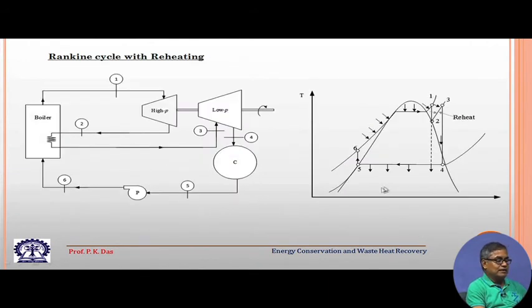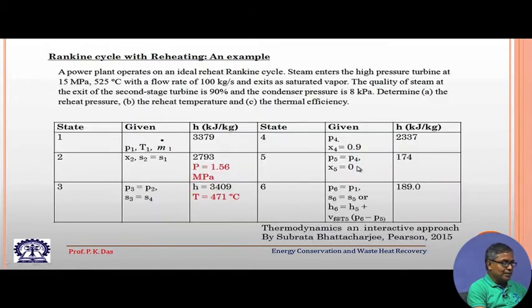State 5 is after the condenser. After the condenser we know the condenser pressure, and at this condition it is saturated liquid. So, we can readily determine the enthalpy at this point from the steam table. At state 5 the pressure is known and the quality is equal to 0, so we have calculated the enthalpy of the saturated liquid. All right. Then we go to state 6.